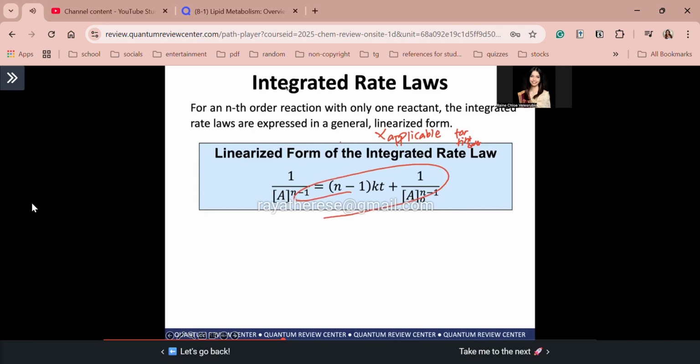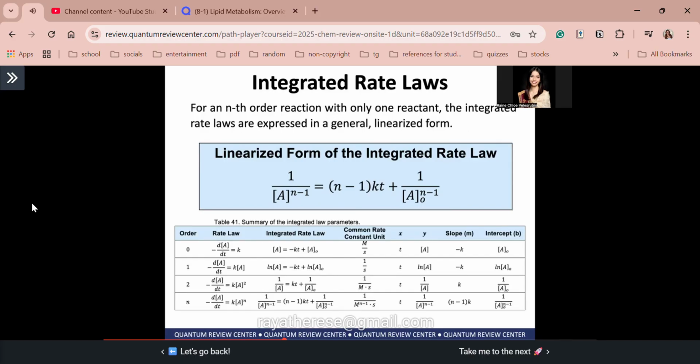Tandaan nyo to, guys. Okay? Ayan. But of course, guys, we just have to remember the usual orders of the equations, which are zeroth, first, and second order equations. Okay.